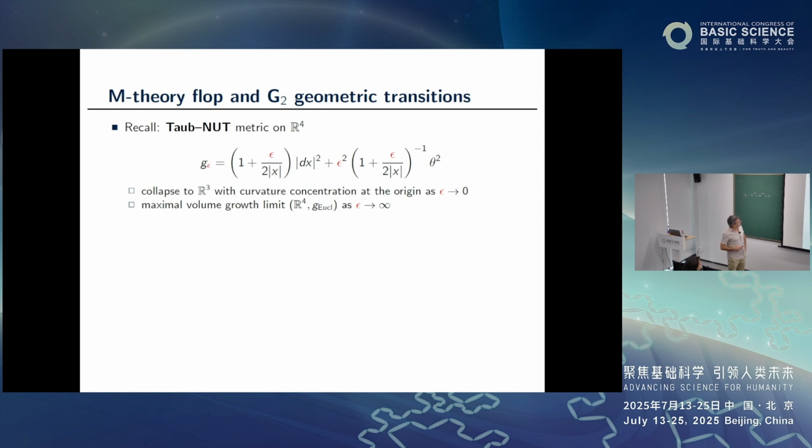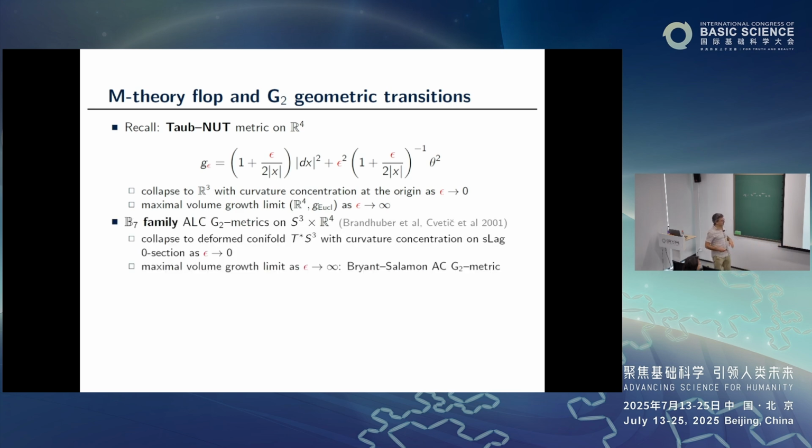So here, I just wanted to recall the Taub-NUT metric on R4. If you introduce this parameter epsilon, it's very explicit. As epsilon goes to 0, you're collapsing down to R3 with a D6 brane at the origin, or curvature concentration at the origin. And as epsilon goes to infinity, the circles open up and you have just a flat metric on R4.